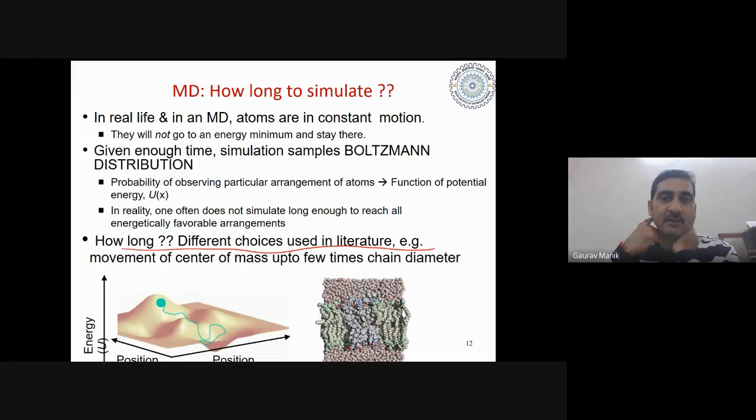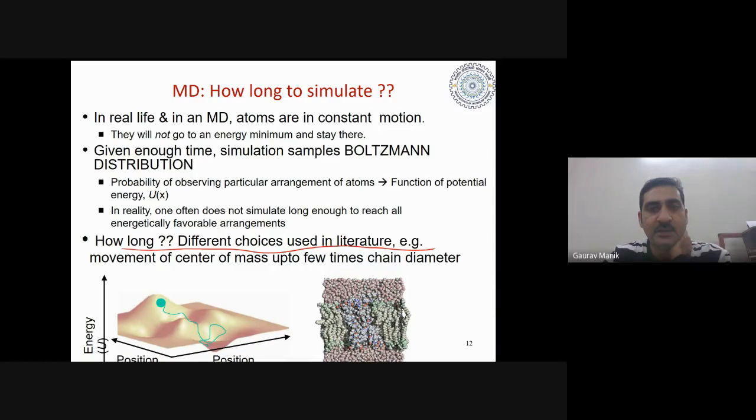And we should have a good number of frames in the production stage, so that we can realistically and more accurately estimate our properties. Because if we have only a few frames in the production stage, then we will not be able to calculate the properties more accurately. So our equilibration stage has to be nicely planned, and our production stage has to be nicely planned. So that's how we do this.